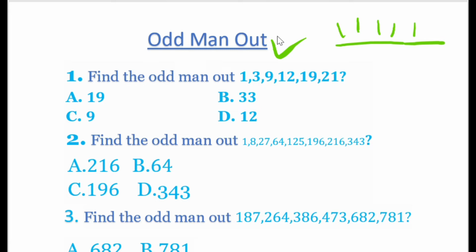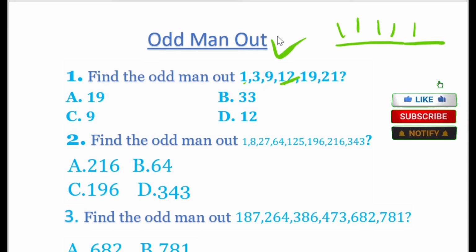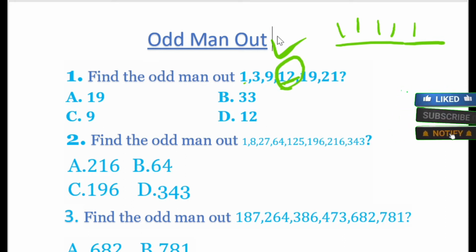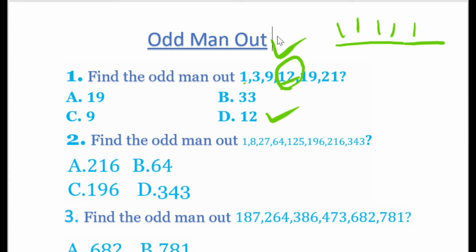Coming to the first question, they're asking to find the odd man out, and they have given some pattern. We need to decide which is the odd man out of the particular numbers: 1, 3, 9, 12, 19, 21. If you want to answer, just pause this video and try. Here the answer is going to be 12. Why 12? If you observe carefully, 1, 3, 9, 19, 21 are odd numbers. Except 12. So this is the odd man out, and the answer is 12.